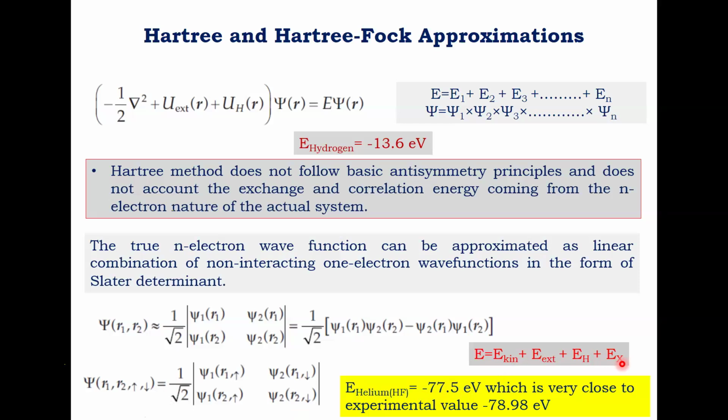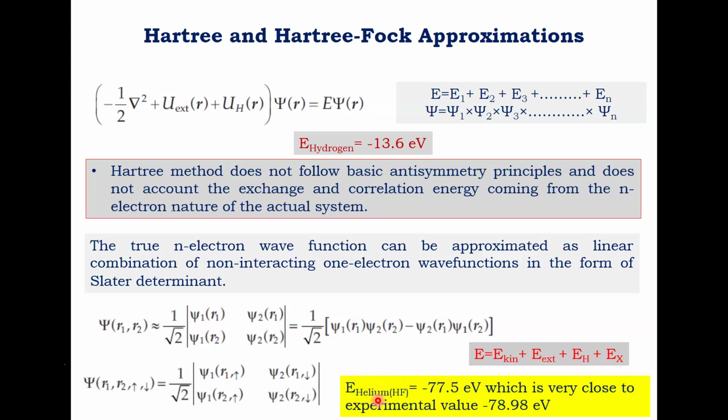So what is the interaction energy between the two electrons having the same spin? This is called exchange energy. When you calculate this for the helium atom, which you can say is the simplest many-body system, a two electron system, its energy was calculated to be minus 77.5 eV using the Hartree-Fock method. It is close to the experimental value, you can say. It is close to minus 78.98 eV. Still, it is not that accurate, that close.